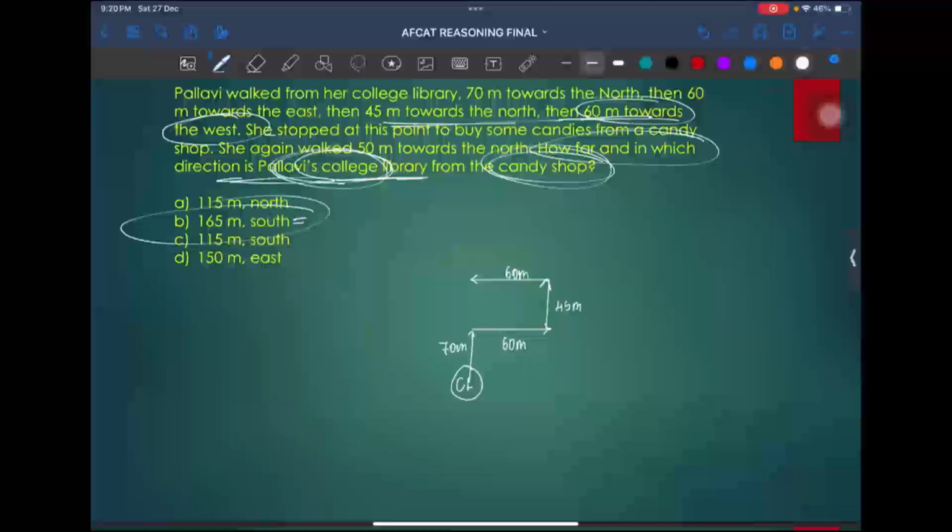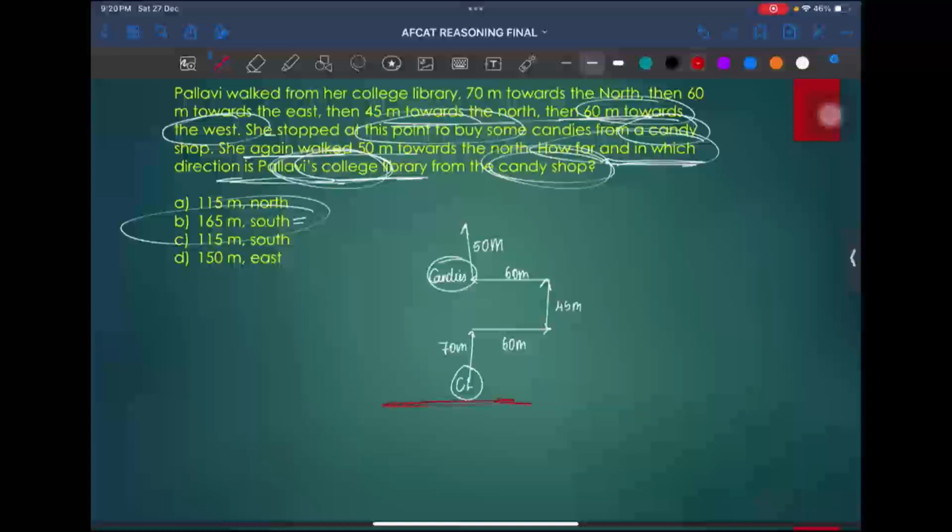Then she stopped at some point to buy candies. This is a candy shop. She again walked from the candy shop towards north for 50 meters. So the question is, how far and in which direction is Pallavi's college library from the candy shop?